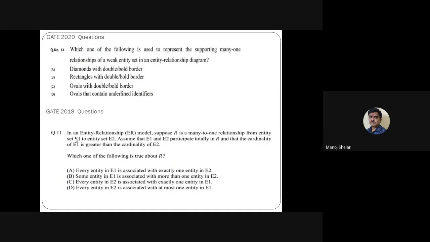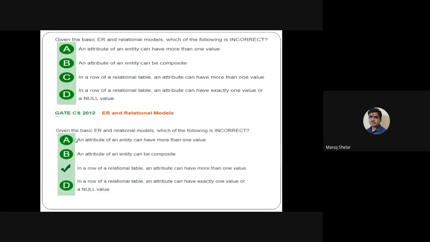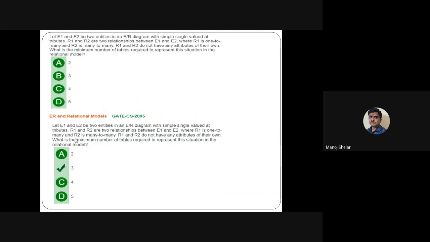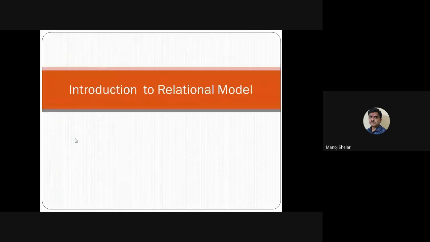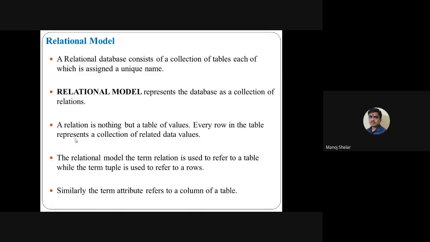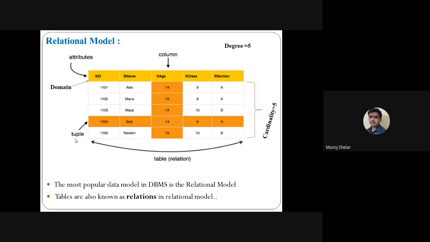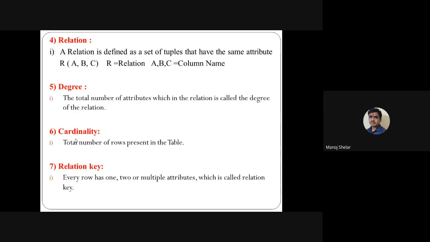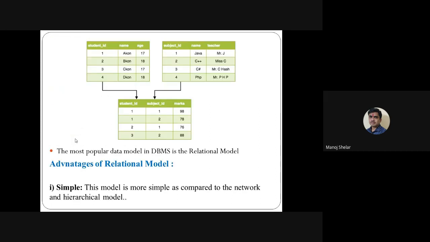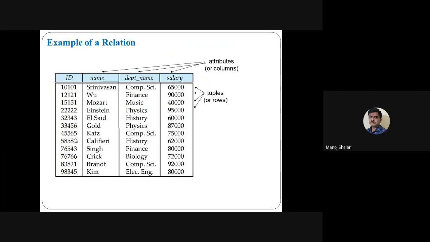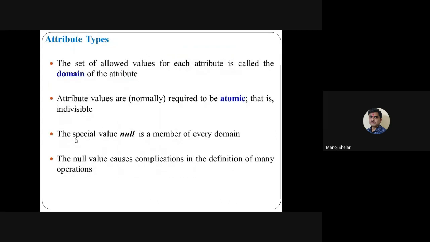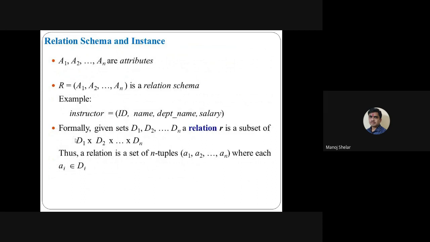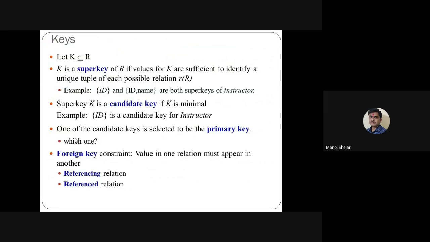Get exam questions for the ER model, discuss some questions of the GATE exam. Then the relational model: discuss the relational model example, attribute, domain, tuple, relation, degree, cardinality, relation key. Then the advantages of the relational model, simple, scalable, and disadvantages, then example of the relation, attribute types, relation schema in detail, keys: super key, candidate key, primary key, foreign key, discuss here.